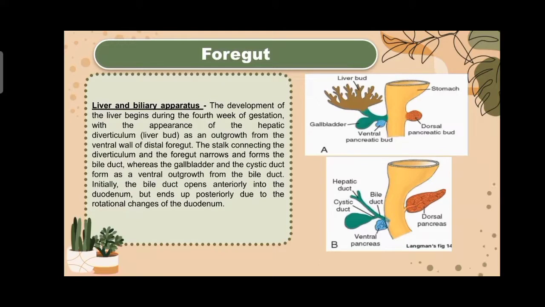The development of the liver begins during the fourth week of gestation, with the appearance of the hepatic diverticulum or the liver bud as an outgrowth from the ventral wall of the distal foregut. The stalk connecting the diverticulum and the foregut narrows and forms the bile duct, whereas the gallbladder and the cystic duct form as a ventral outgrowth from the bile duct. Initially, the bile duct opens anteriorly into the duodenum but ends up posteriorly due to the rotational change of the duodenum.